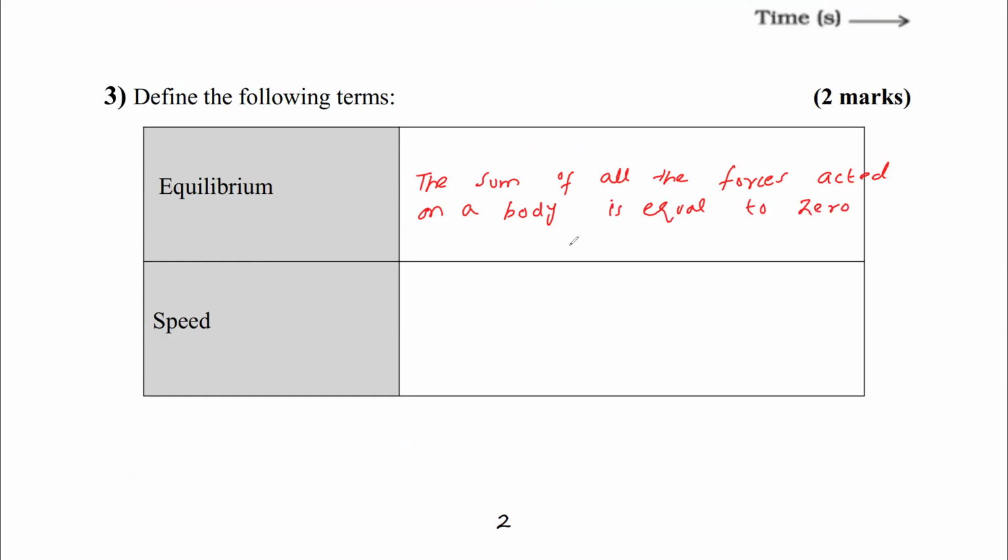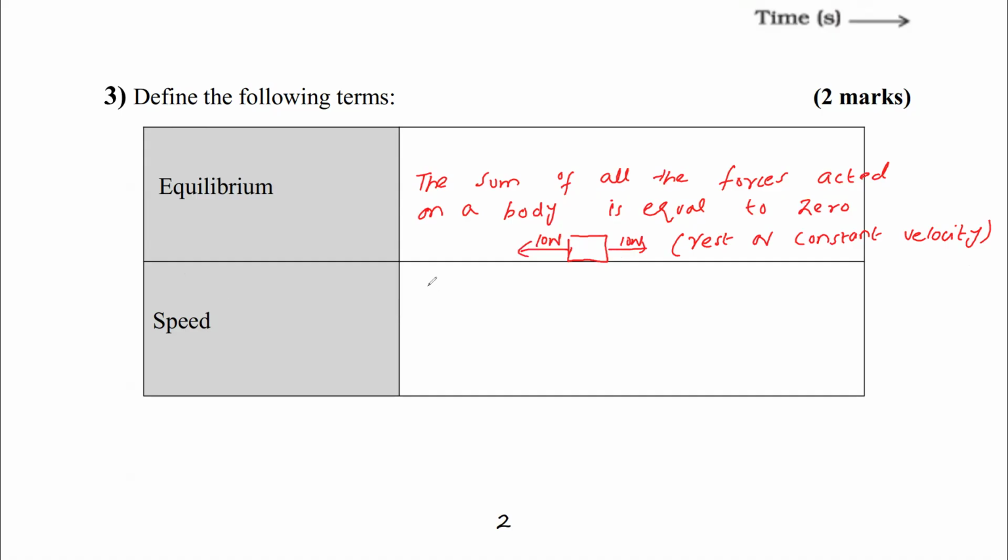What does this mean? For example, if we have a box placed on the surface of Earth, and we apply a force of 10 Newton from the left hand and 10 Newton from the right hand, it means this box is at rest. So this box is actually in an equilibrium position. The example of equilibrium is a body at rest or moving with constant velocity.